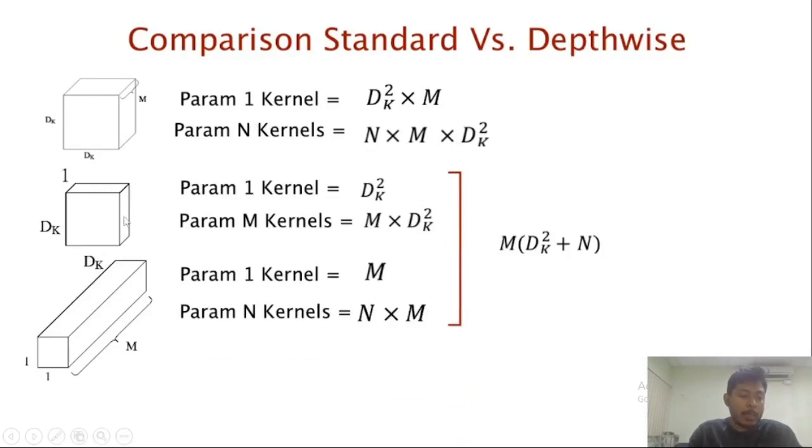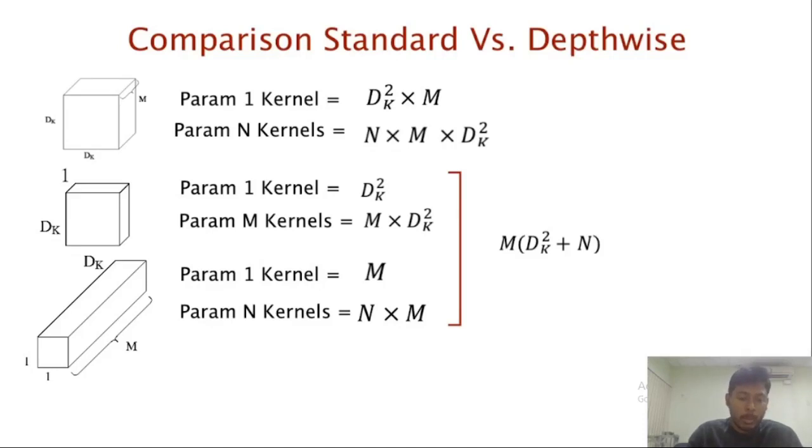Whereas in depthwise pointwise convolution, the convolution is split into two parts. One is the depthwise and one is the pointwise. In the depthwise convolution, we have a kernel of dk cross dk cross 1. So if we have m number of kernels, it will be m cross dk square. And in the pointwise convolution we have 1 cross 1 convolution with a channel size of m. So for one kernel the number of parameters is 1 cross 1 cross m, whereas if we have n kernels then n cross m will be the total number of parameters.